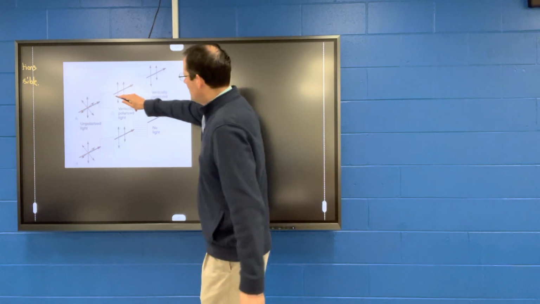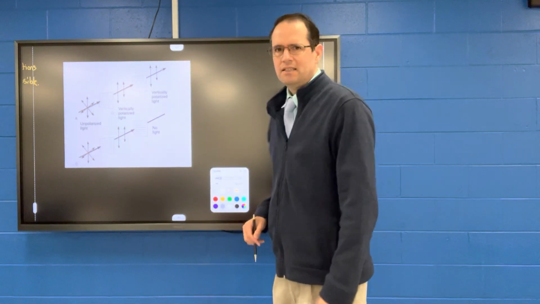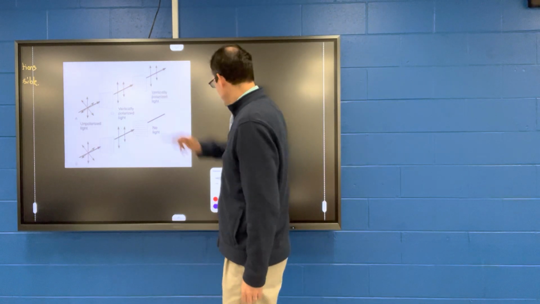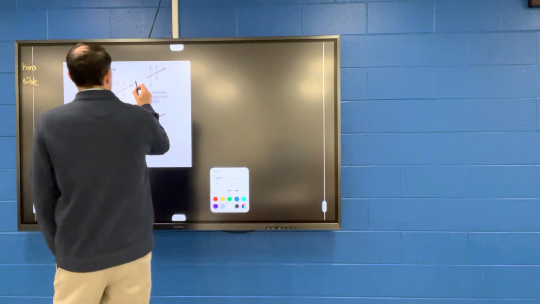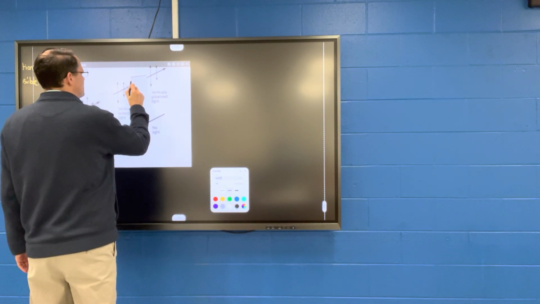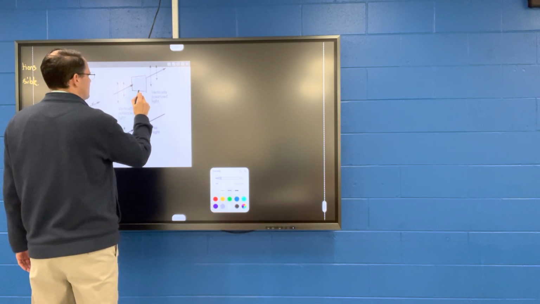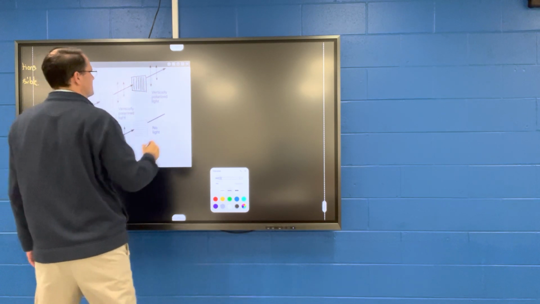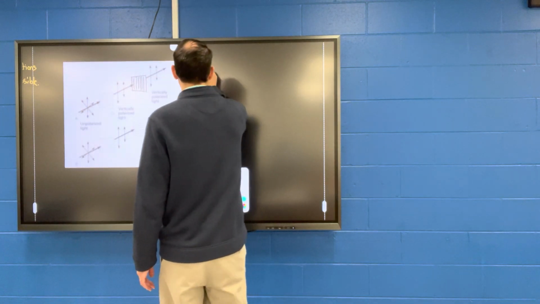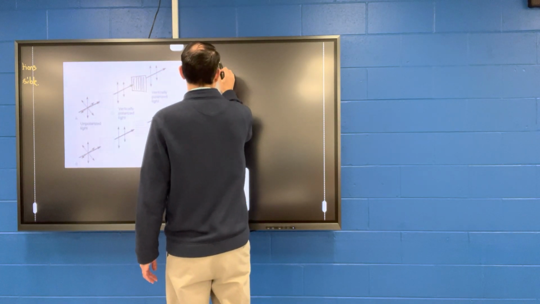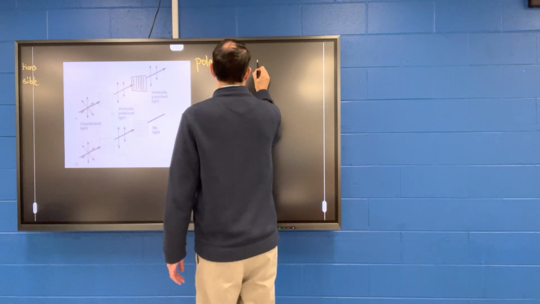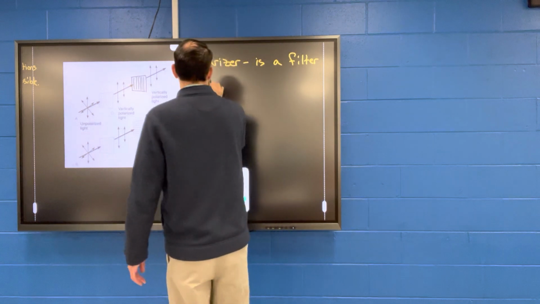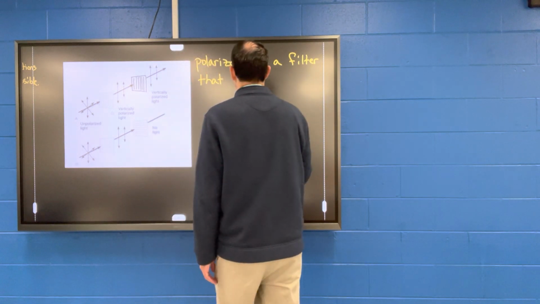So this grid here, this rectangle, not sure if you can see this too well on the camera, this grid here, it's just a polarizer, okay? We say it's a filter, and it's a polarizer, okay? So a polarizer, a filter that allows only certain orientations of light to come through.